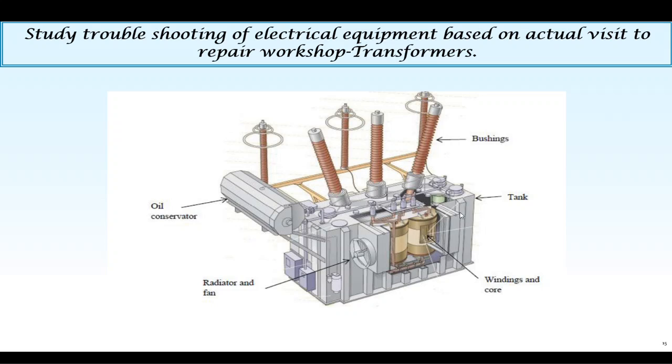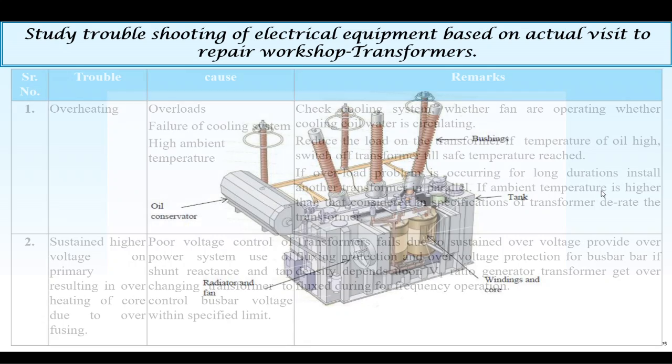Now we know the transformer. So transformer having oil conservator, then radiator, fan, windings and core, tank, bushing. So these are the assembly parts of transformer. Now here we are taking the examples of transformer and its troubleshooting. What are the causes for its fault? We will discuss here.